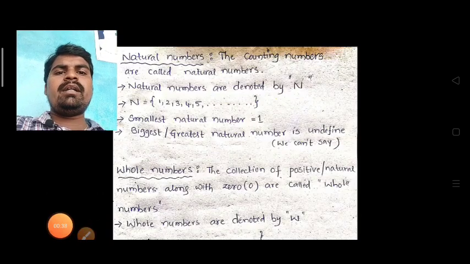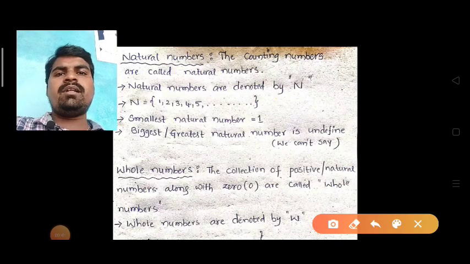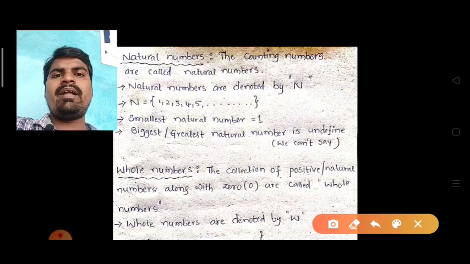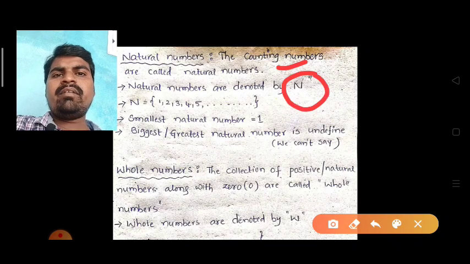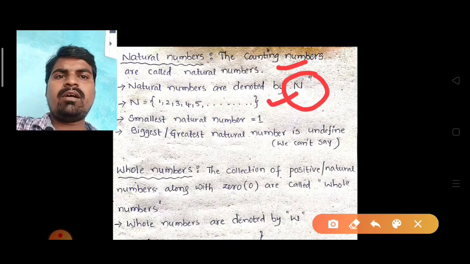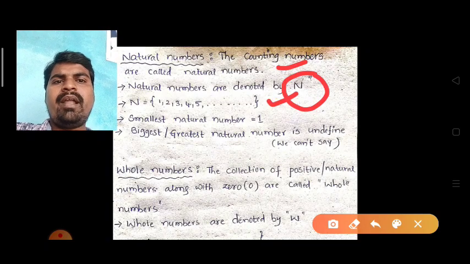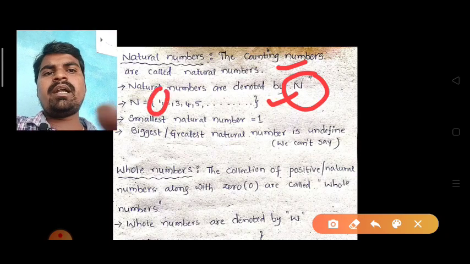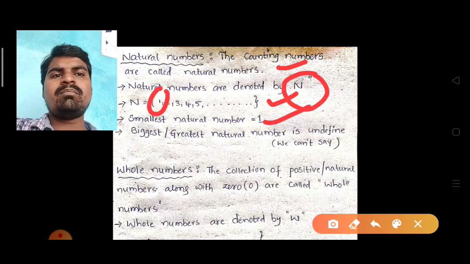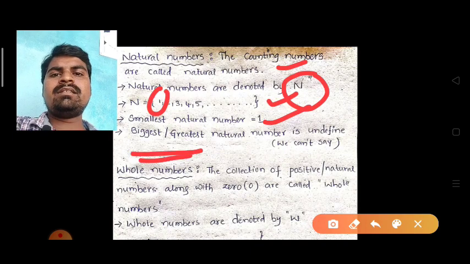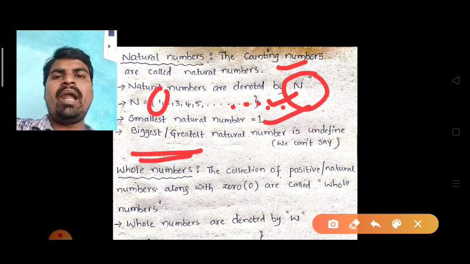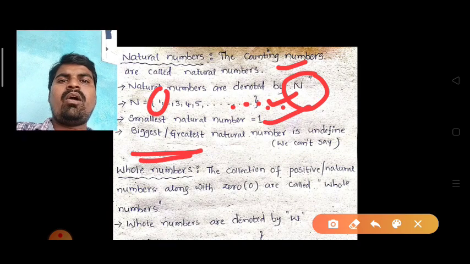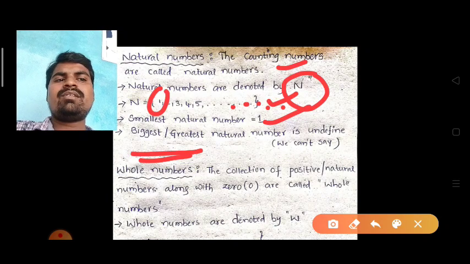You observe here, the first one is natural numbers. The counting numbers are called natural numbers. Natural numbers are denoted by capital N. The set of natural numbers, N equals 1, 2, 3, 4, and so on. The starting number is 1, so that is the smallest natural number. The biggest or greatest natural number is undefined, because there is no ending natural number. That's why we can't define the greatest natural number.